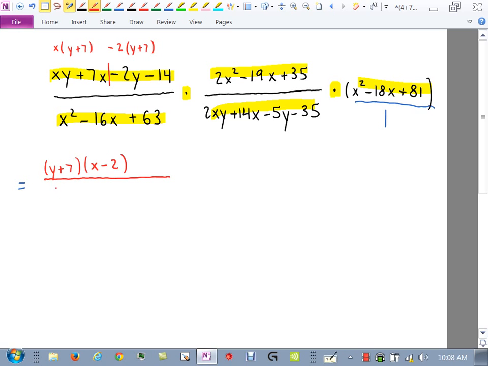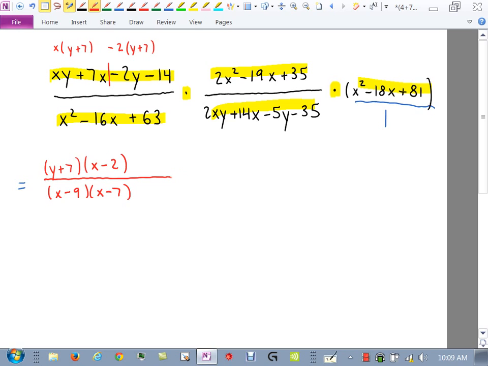AC method, right? Numbers that multiply to 63. 9 and 7, negative 9 and negative 7 add up to be negative 16. So this should turn into x minus 9, x minus 7. Again, that might take a little bit of time, but that's what it'll be.